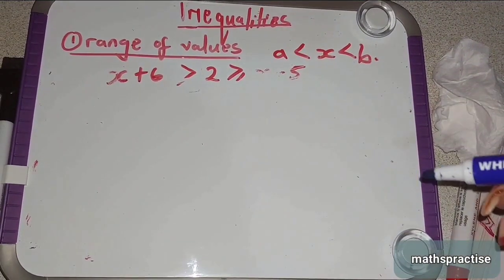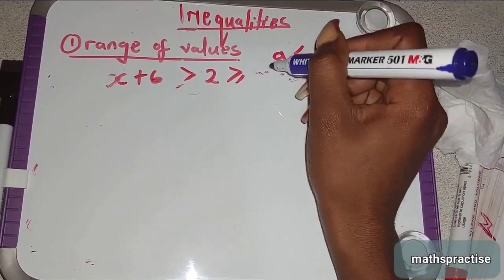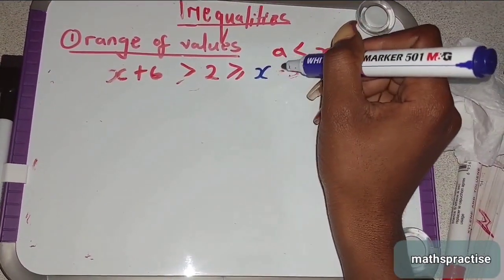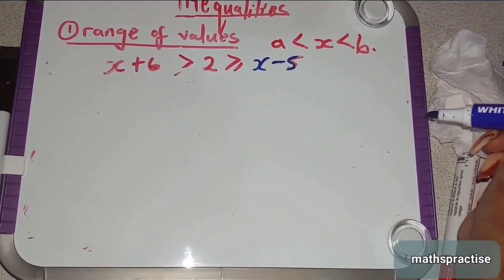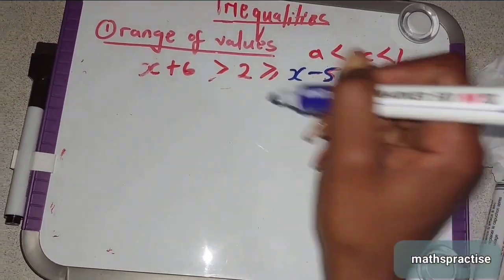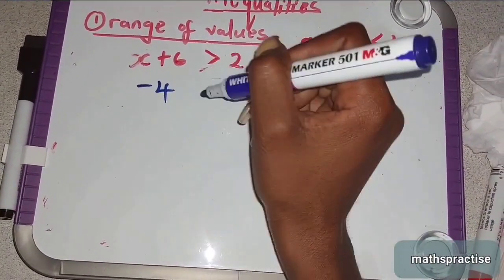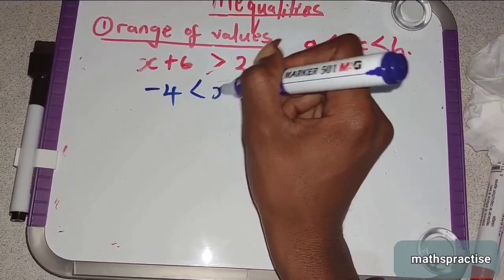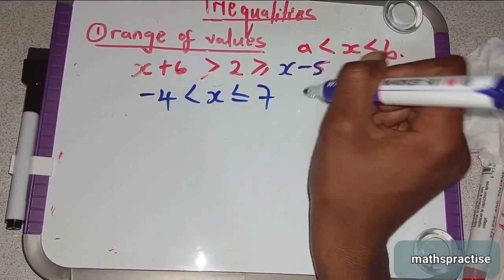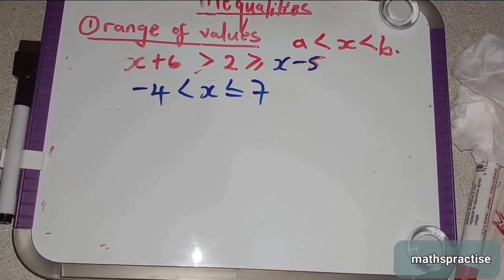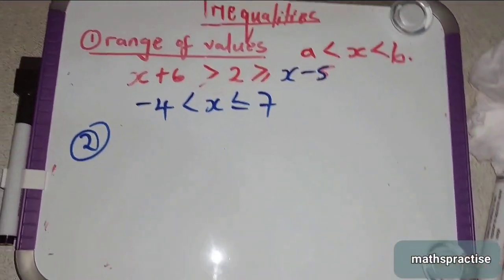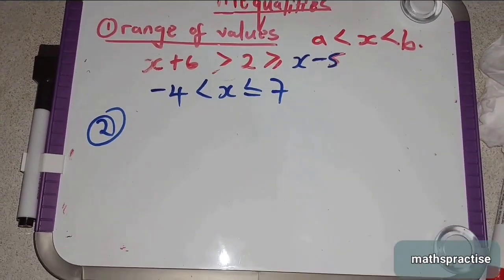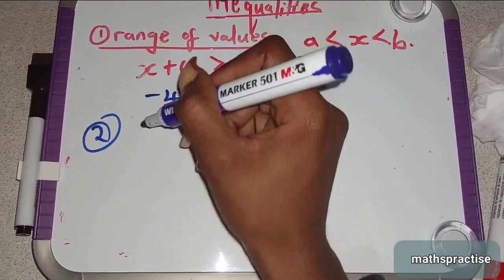We had our answer, because this is x greater than x minus 5. So our range of values here ended up being minus 4 less than x less than or equal to 7, right? So to illustrate this, which is the second part of our video, we illustrate it on a number line.